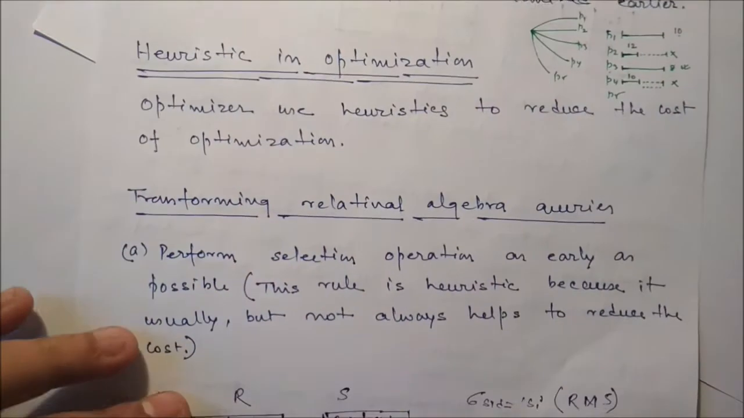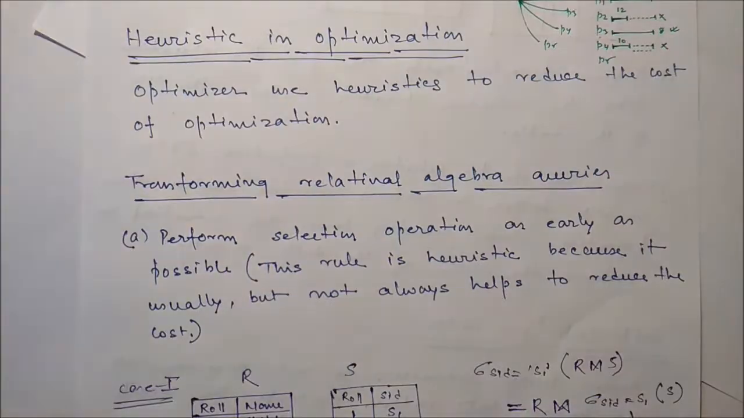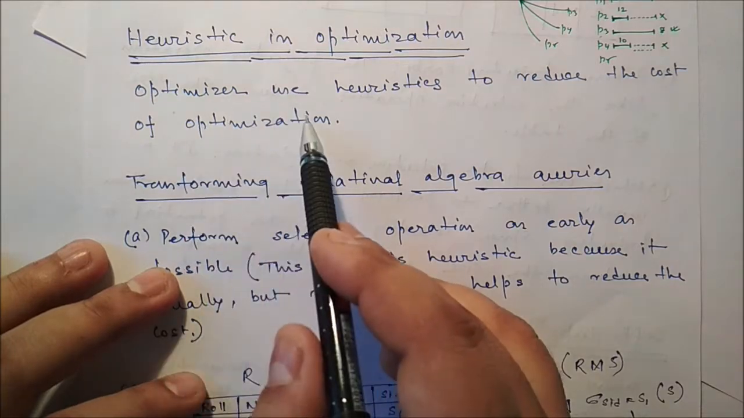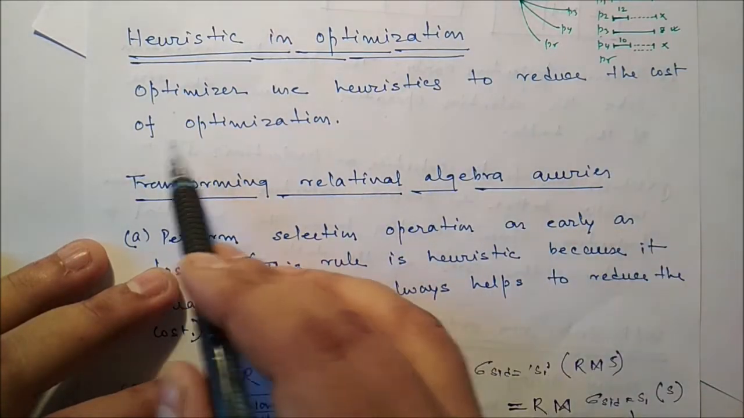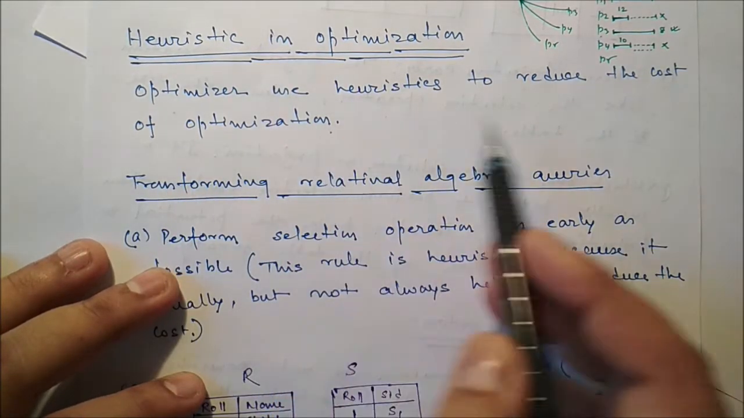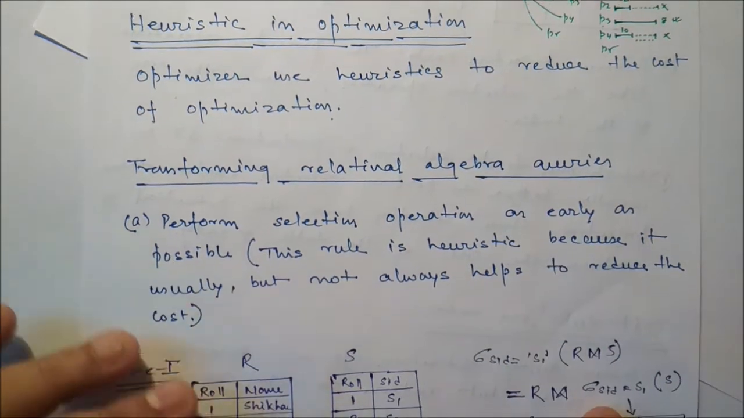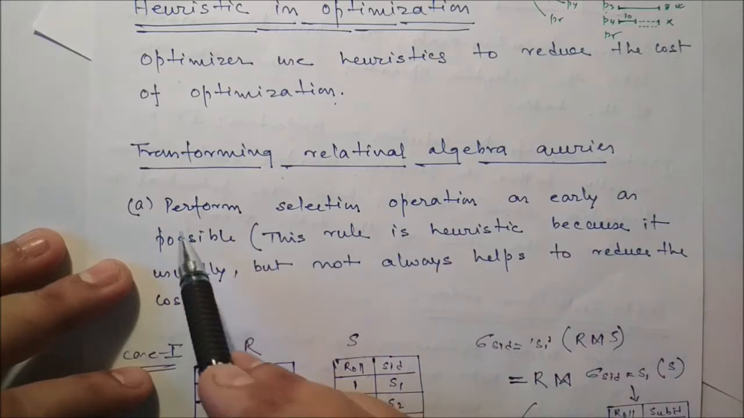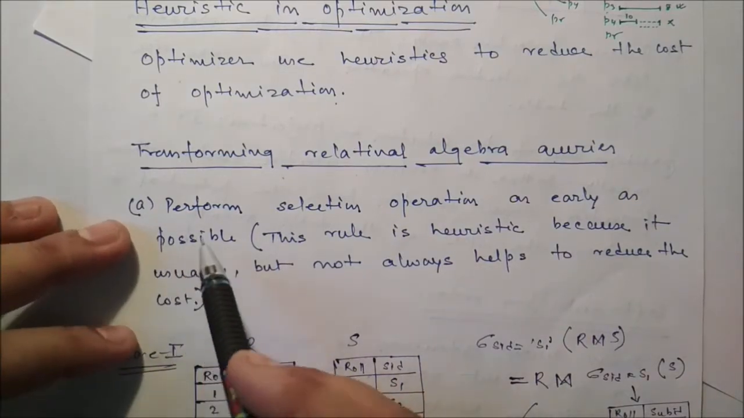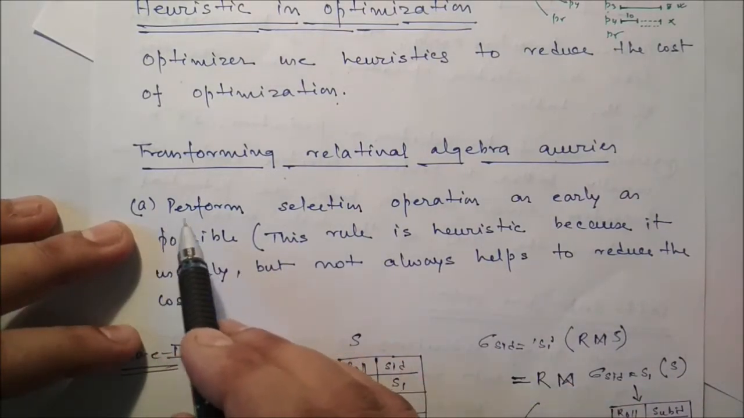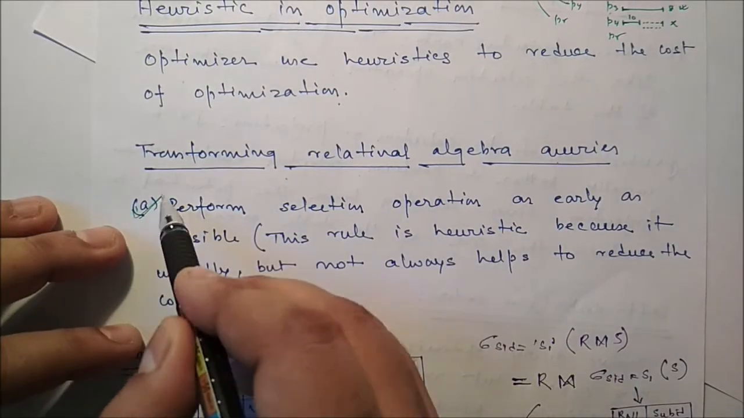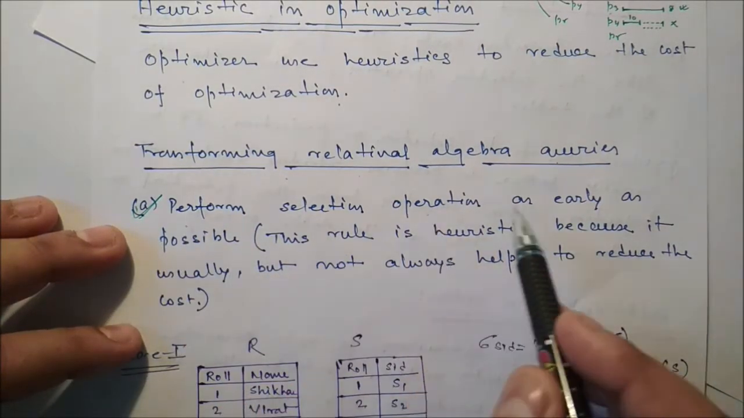Next we'll talk about heuristics in optimization. The optimizer uses heuristics to reduce the cost of optimization. Now we will see how it is possible. Now, transforming a relational algebra query: we can transform the query. Now there are two ways. The first is to perform the selection operation as early as possible.